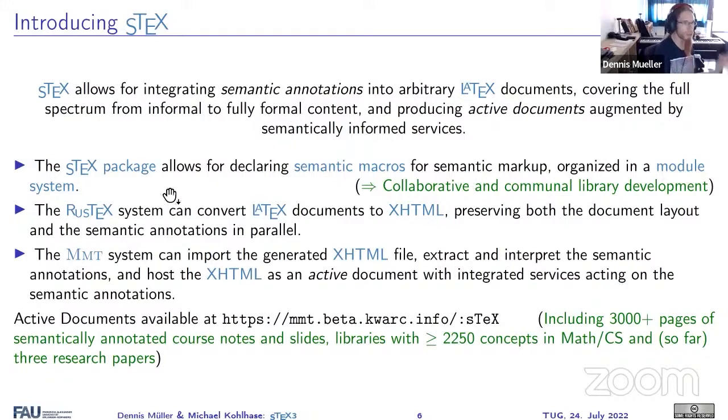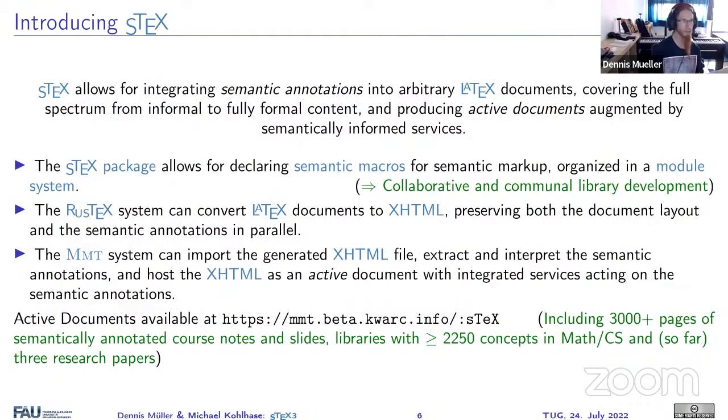Subsequently, you can use the RusTeX system to take these LaTeX sources and convert them to XHTML. And in the HTML, you will not just preserve the document itself, the document text, but also it will preserve all of the semantic annotations that you do in LaTeX.